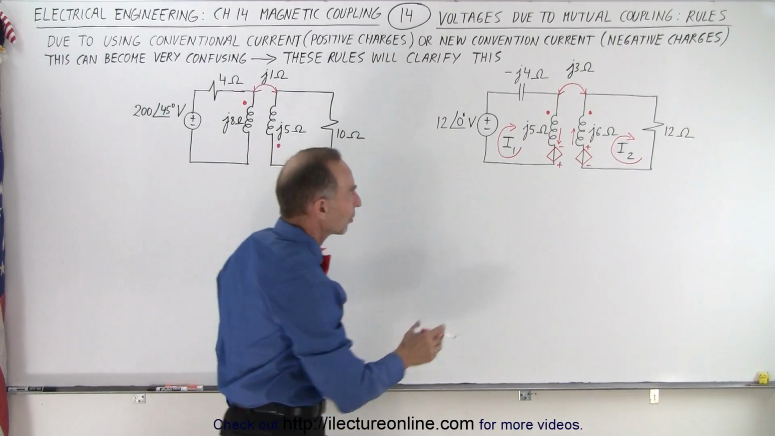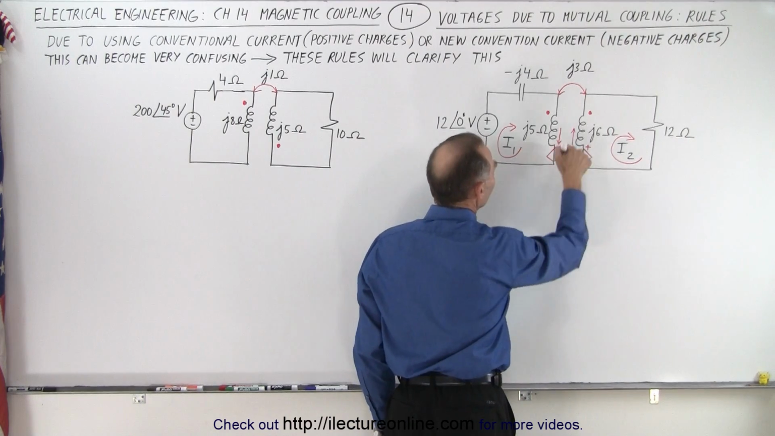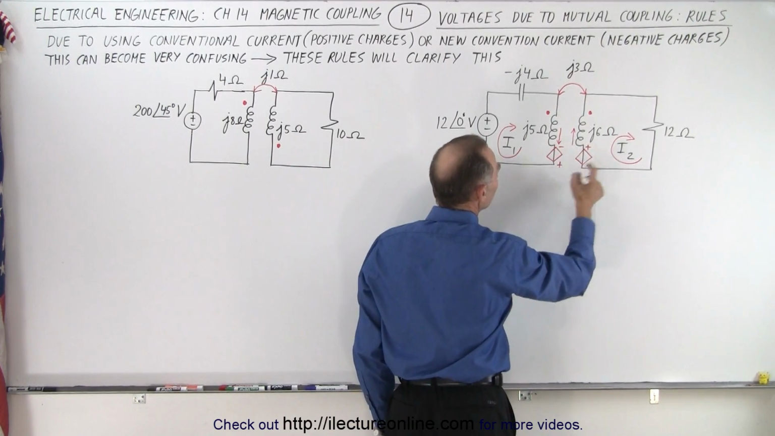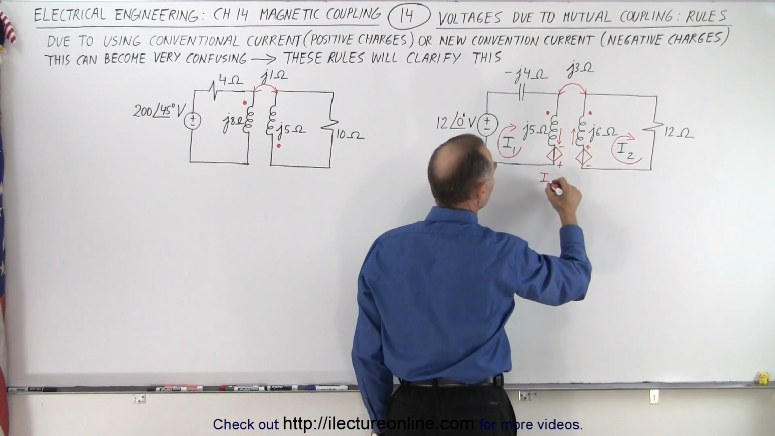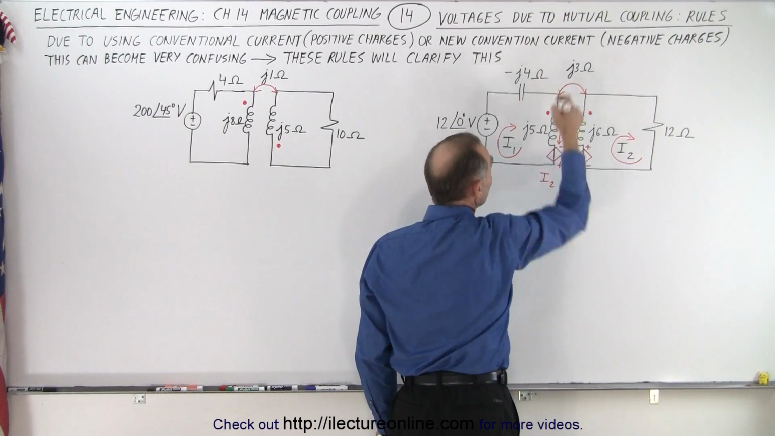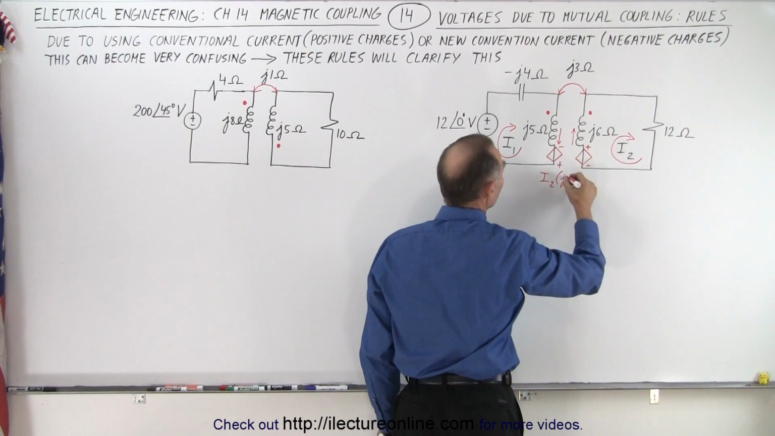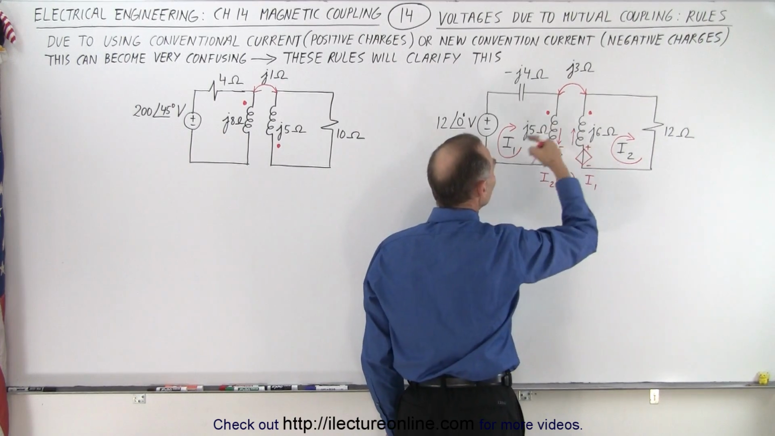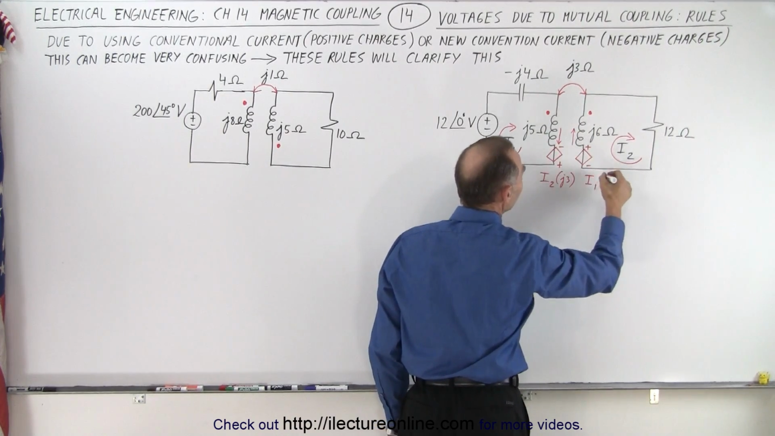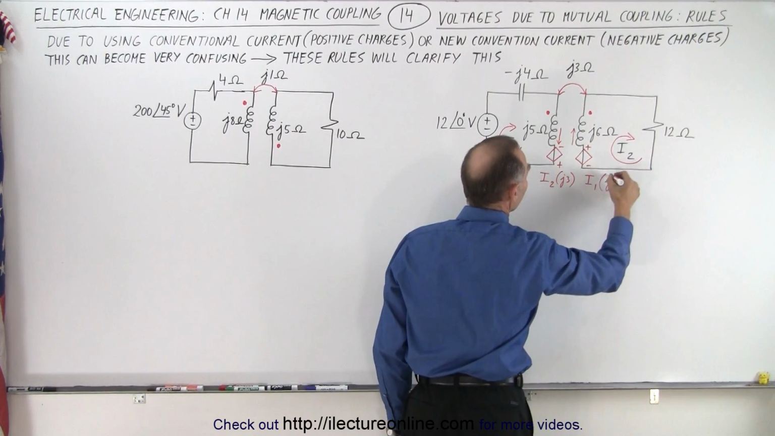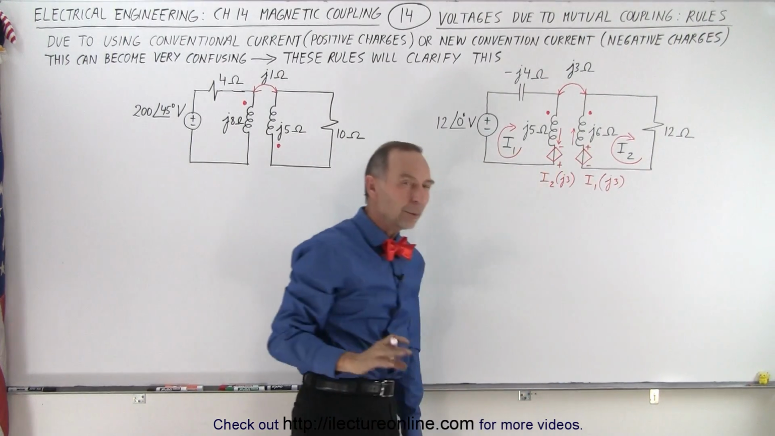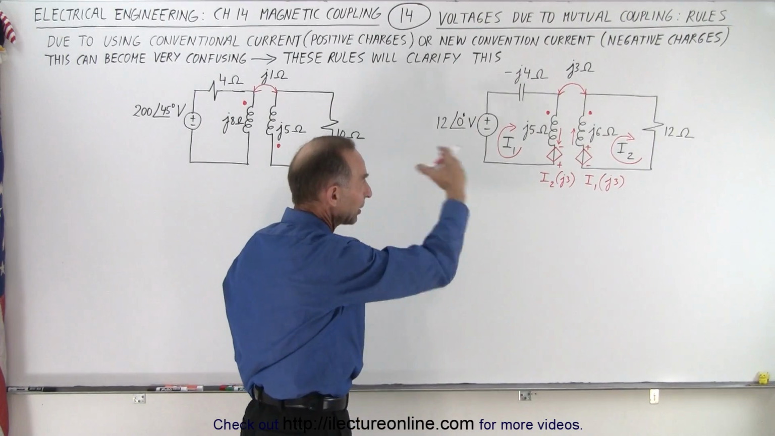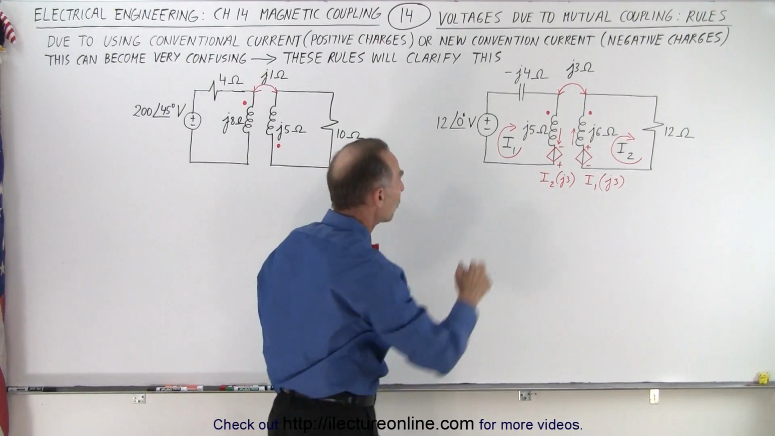So if we're going to calculate the voltage here, from here to here, the voltage is going to be the current I2 times the mutual inductance, which is j3. And the voltage over here is going to be I1 times the mutual inductance j3. Now it will become clear when we start setting up the voltages as we go around the loop.